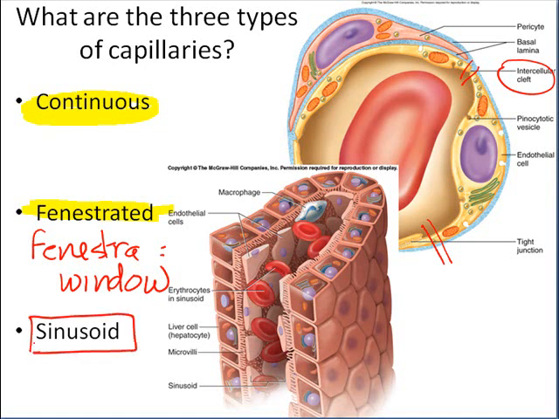And really all a sinusoid is a fenestrated capillary that is irregularly shaped. Rather than having a nice circular shape like most fenestrated capillaries would have, sinusoids can oftentimes have a flattened out shape, such as this sinusoid here from the liver. They have an irregular shape to them. They tend to have a lot of fenestrations or holes. They tend to conform to the shape of the organ space that they're associated with, and we see them in places like the bone marrow and the liver.